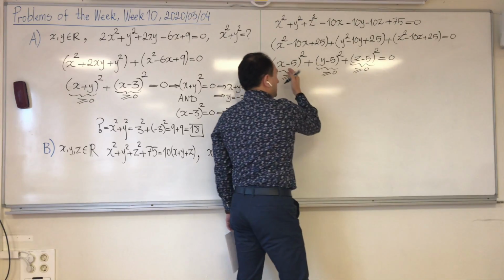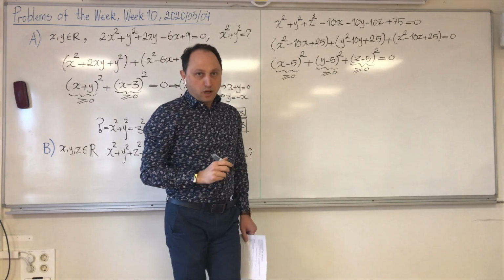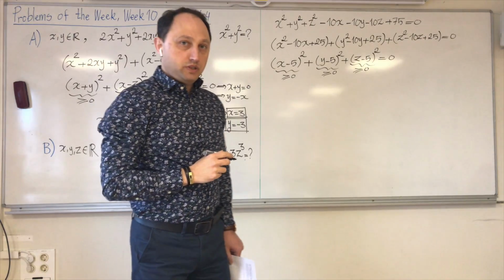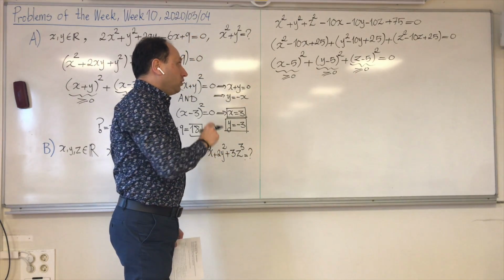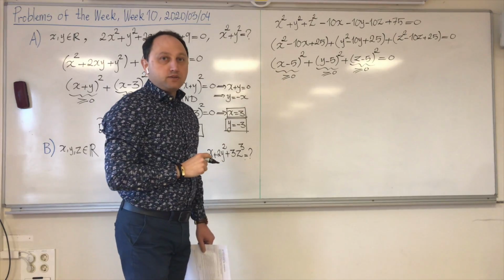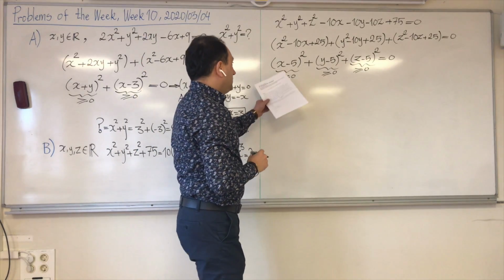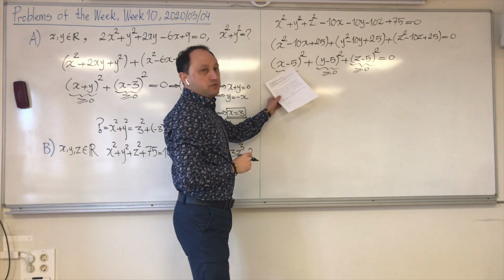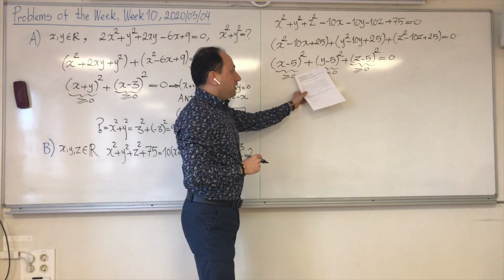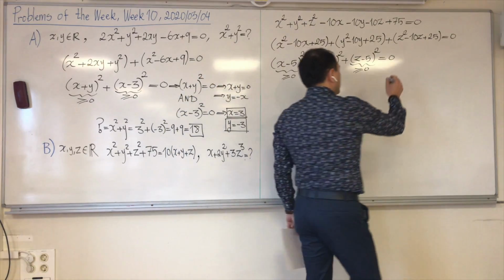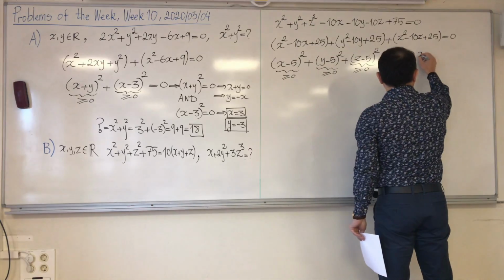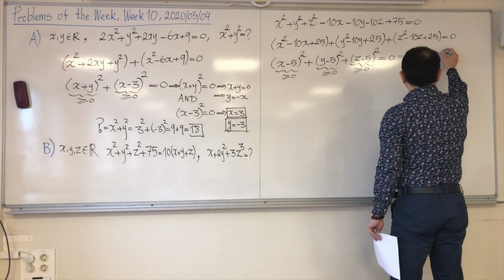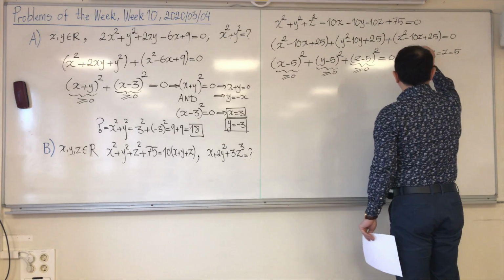So this means that if the sum of these non-negative numbers is supposed to be equal to 0, it's inevitable. All of them individually have to be equal to 0. So then this equal to 0 means that x is 5, y is 5, and z is 5. So this implies that x = y = z = 5.